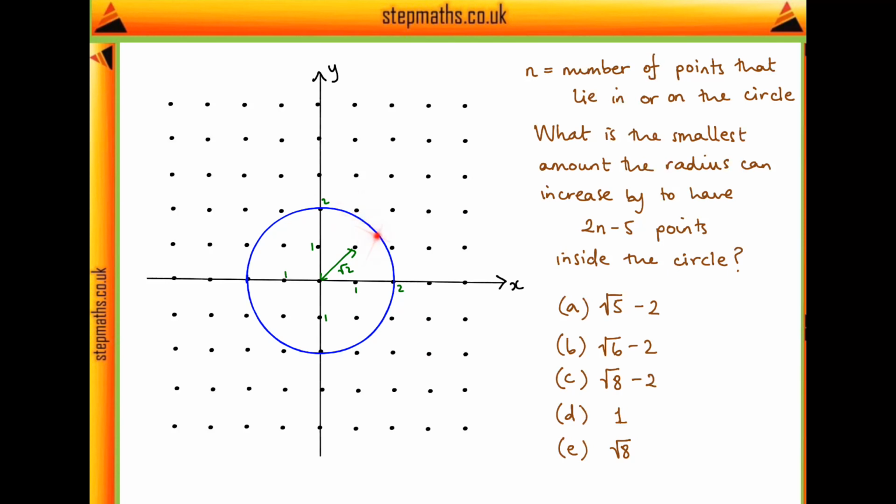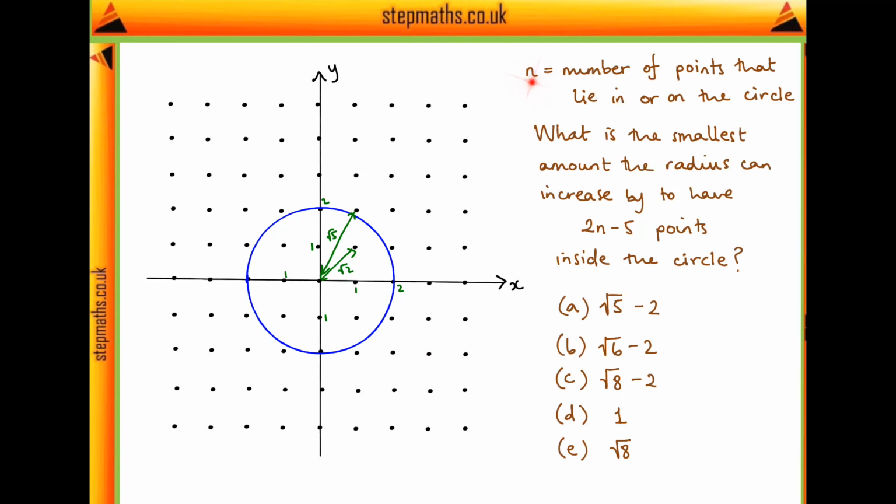And for these points, we are going 1 along and 2 up, so this distance here is going to be square root of 5, and similarly for this one and for all of these ones. And root 5 is greater than 2, so it's right that all of these points here should be left out.